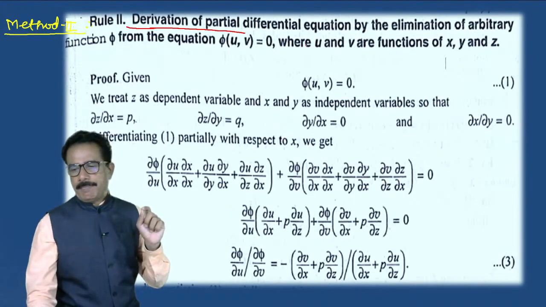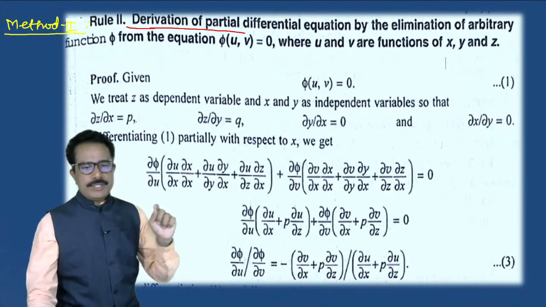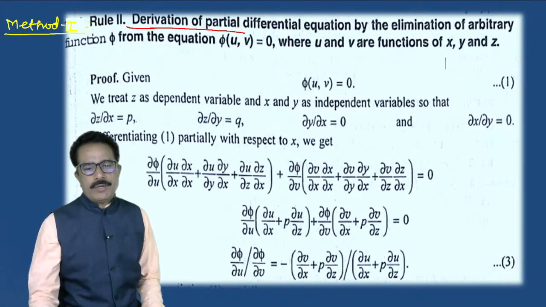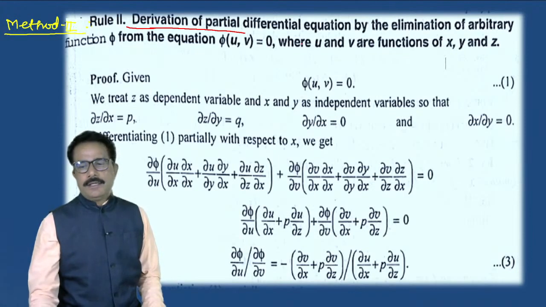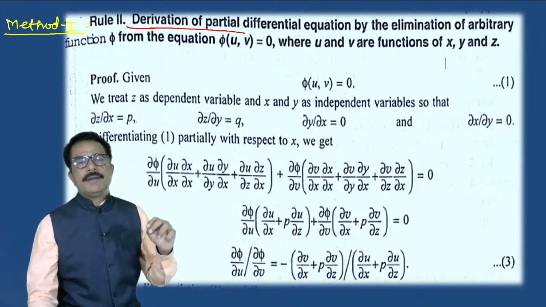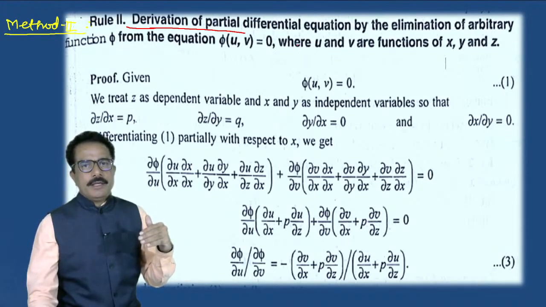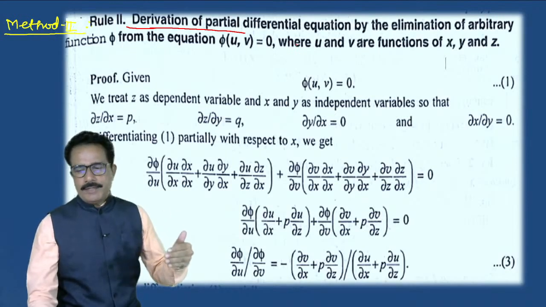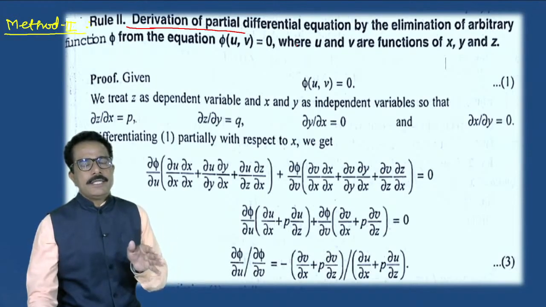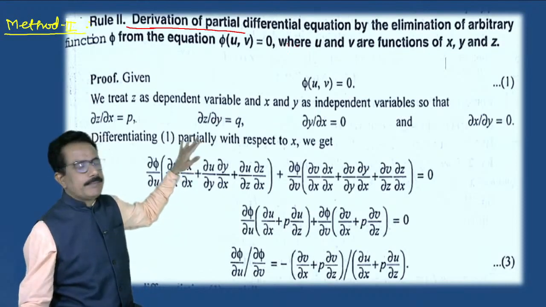Yesterday we have seen formation of a partial differential equation. In that method we have discussed three cases: when the number of arbitrary constants is less than the number of independent variables; second case, the number of arbitrary constants is equal to the number of independent variables; and third case, the number of arbitrary constants is greater than the number of independent variables. Now this is the second method.